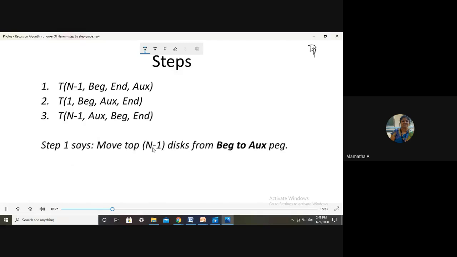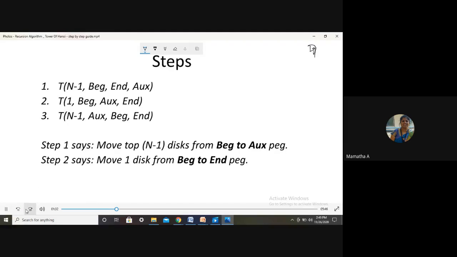move top n minus 1 disks. See, that's the reason I'm giving you a top. You cannot move just any disk. It is the top n minus 1 disks from beg to aux, beg to aux using end. Okay. Step 2 tells you to move the 1 disk which is available from beg to end.